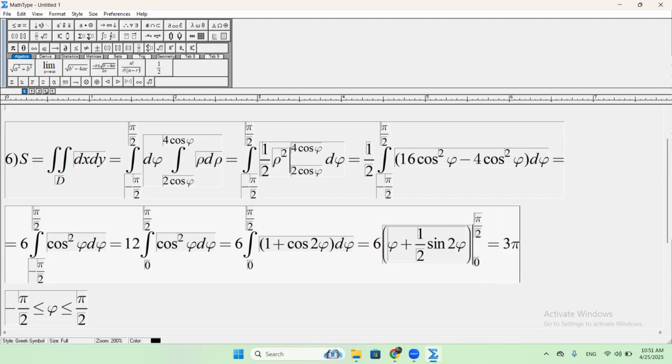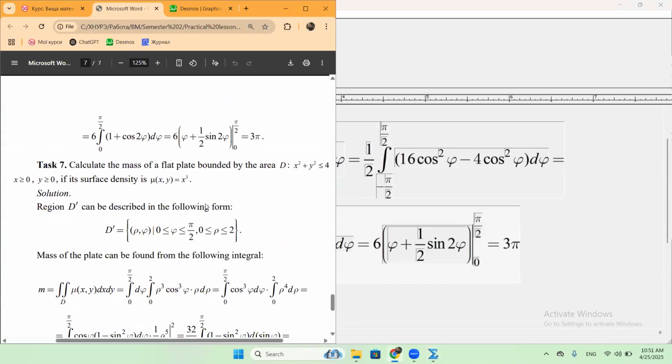So that's it. Any questions about this exercise? No questions. Okay, no questions. So moving to the next exercise.